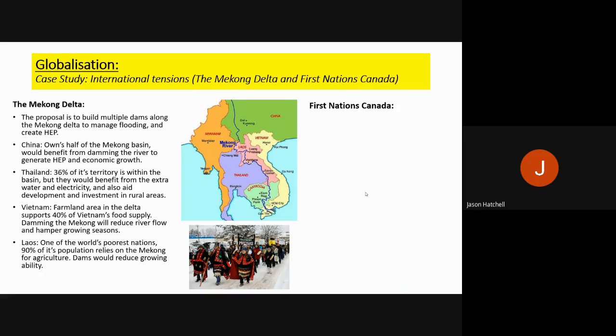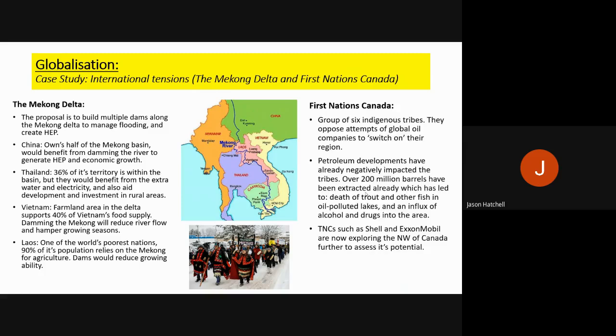Now, another example of tensions is in First Nations Canada. Now, the First Nations are a group of 6 tribes who live in the north of Canada, and they oppose attempts by global oil companies to switch on their region. Now, you'll remember earlier we looked at switched off places. Some of rural Canada is switched off, and the attempt is by global oil companies to switch them on to make them more connected as a region and to benefit from the advantages of natural resources.